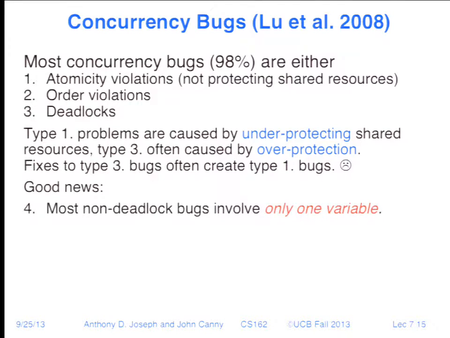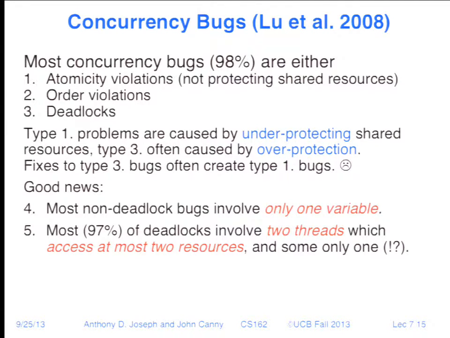The good news is that most non-deadlock bugs involve only one variable, surprisingly. And 90% of the deadlock problems involve only two threads and two resources. And some deadlocks involve only one resource and one thread. I'm going to come back to that because it's very counterintuitive, but it's actually simple to fix, but it's a problem that shows up often.